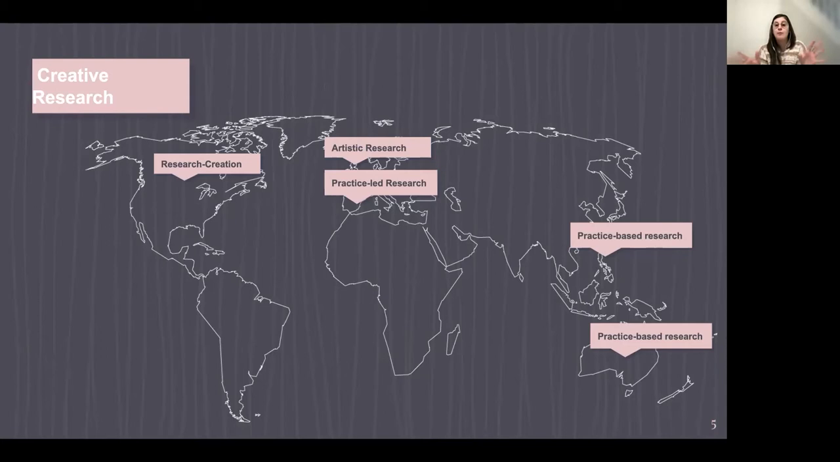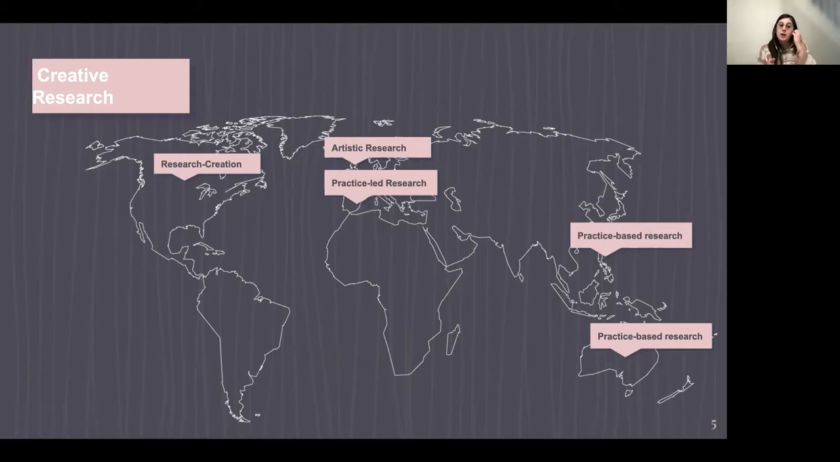So I'm showing a map here of these different forms of creative research. You see artistic research here around Germany. We have practice-led research, which is based in the UK, and then practice-based research in Korea, which is really what Sojung's been doing, as well as in Australia. So we see that creative research is actually a geopolitical methodology that changes with the needs of the cultural, social, and political aspects of each academic institution which invites it.